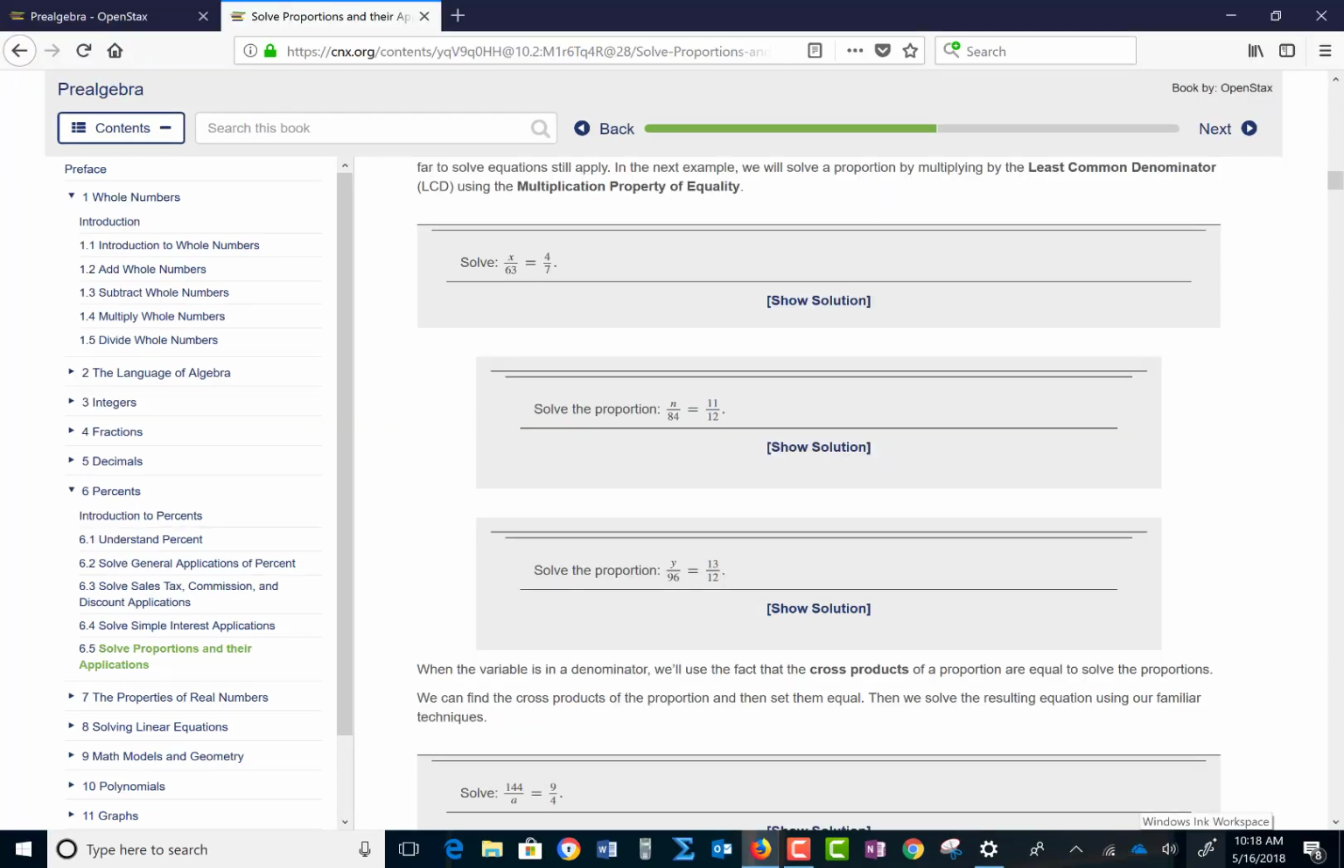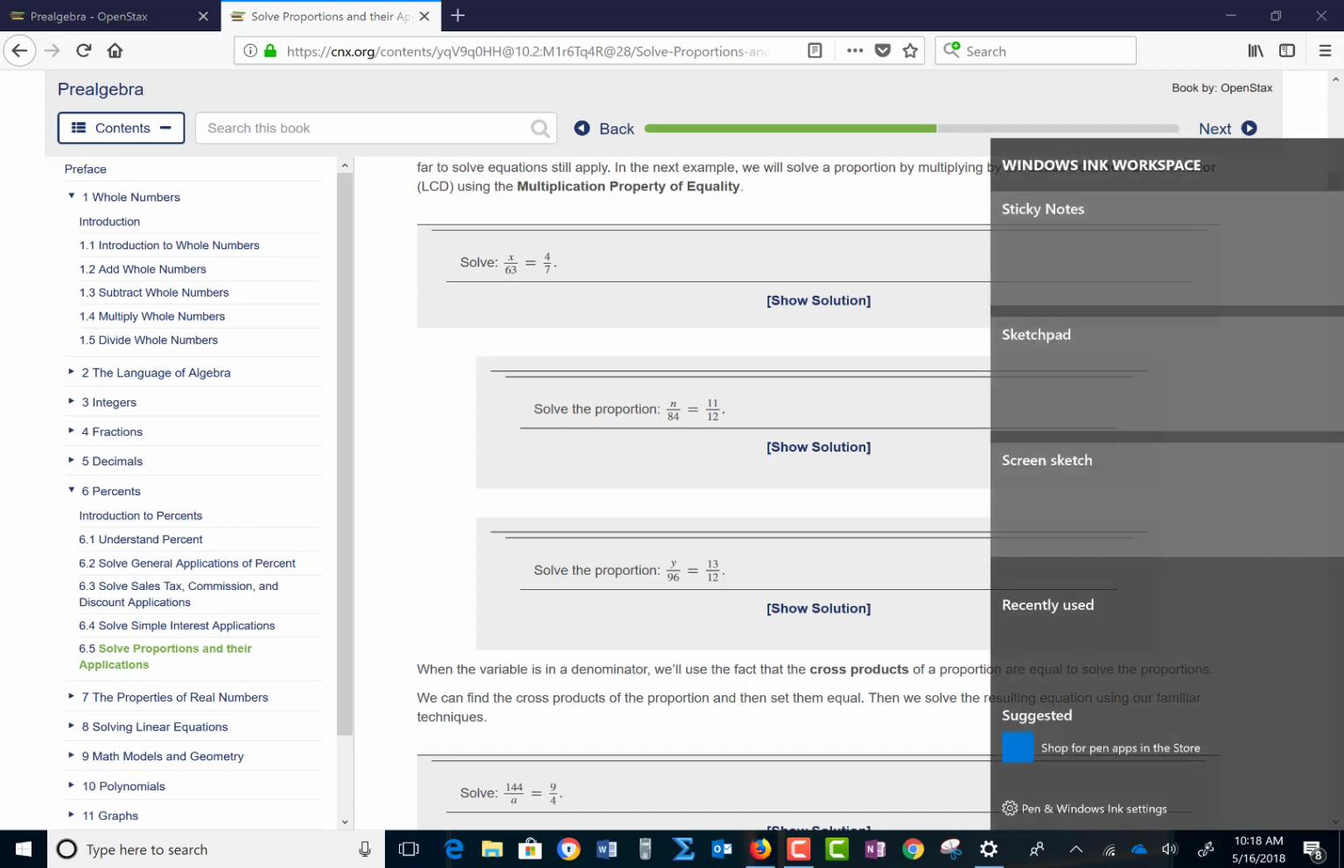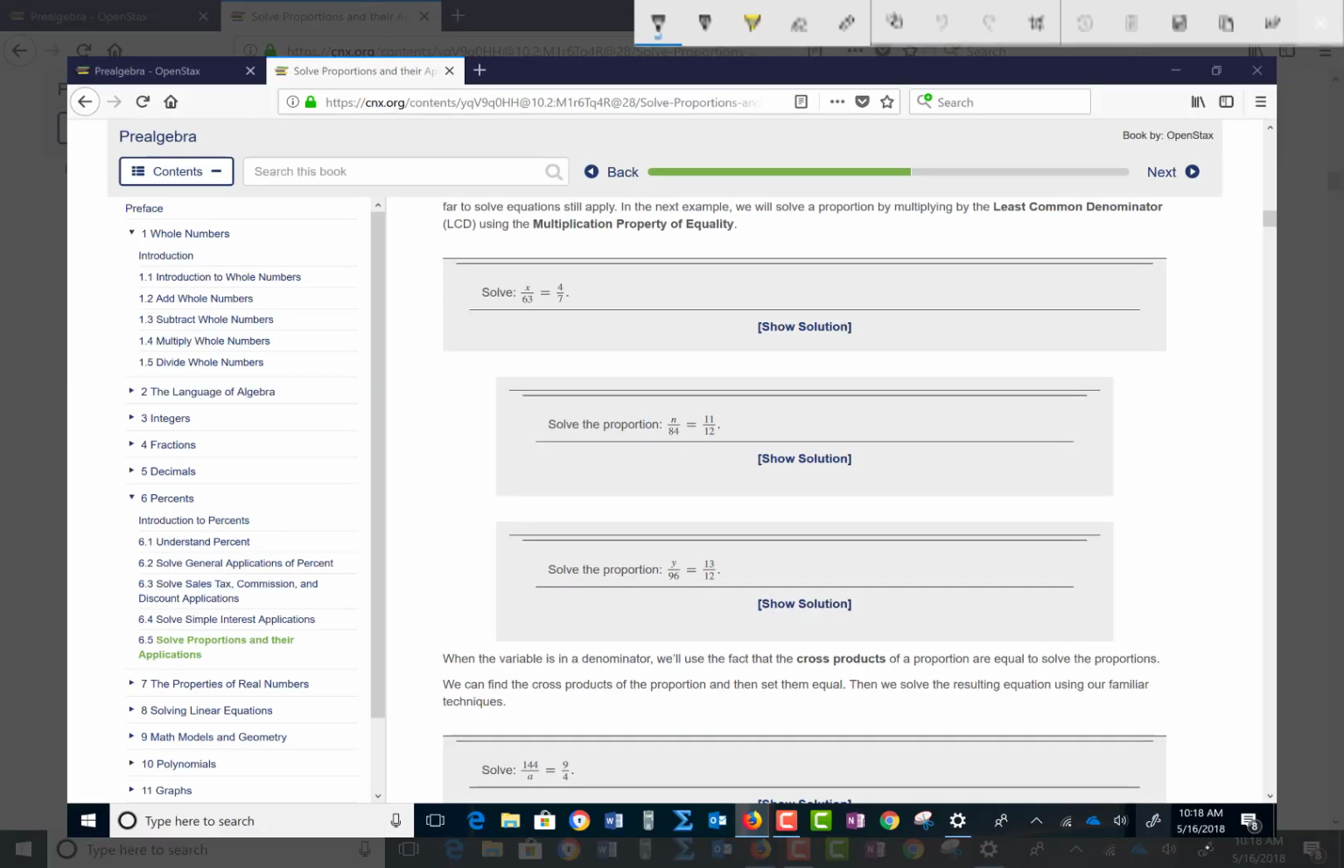The next kind of problem that you see will be actually solving proportions. And you're going to use that idea of the cross products in order to solve these proportions. So let's take a look at this example.